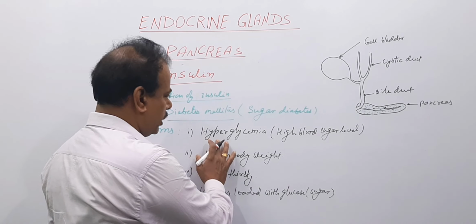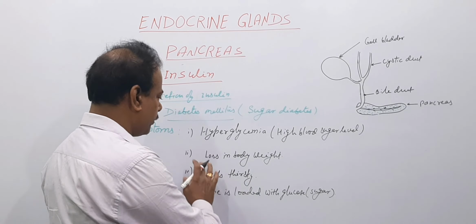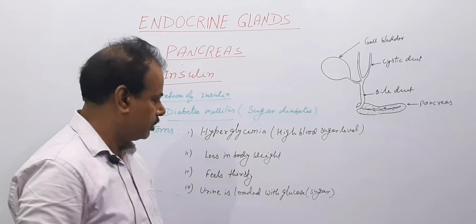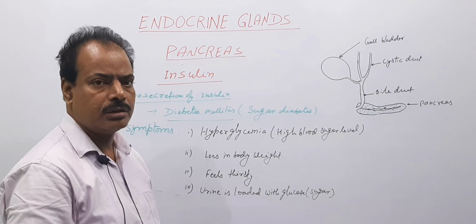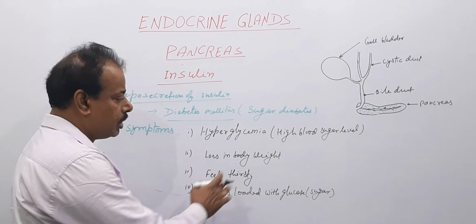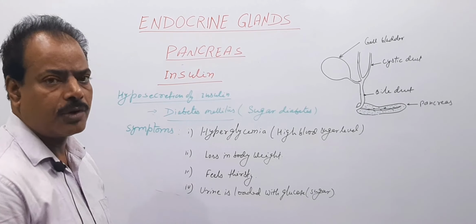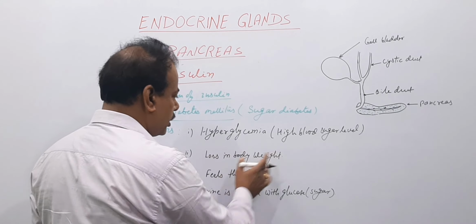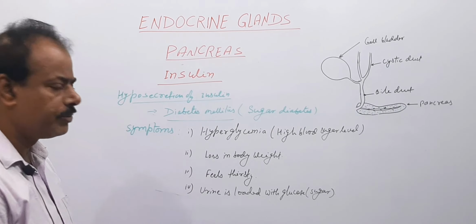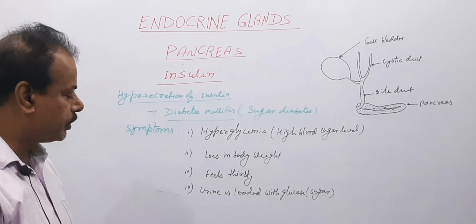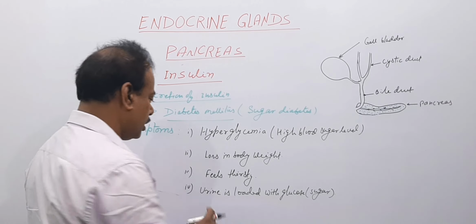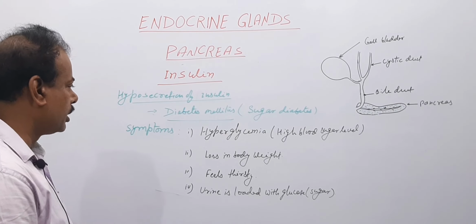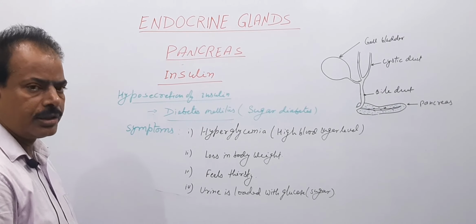diabetes mellitus. Number one, hyperglycemia means high blood sugar level. Number two, loss in body weight, because glucose is excreted with the urine, so the body does not get sufficient energy for its development, and that's why loss in body weight takes place. The person feels thirsty because of frequent urination, and urine is loaded with glucose or sugar. So these are the four important symptoms of diabetes mellitus.